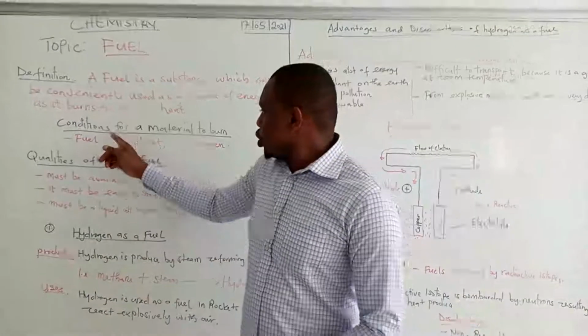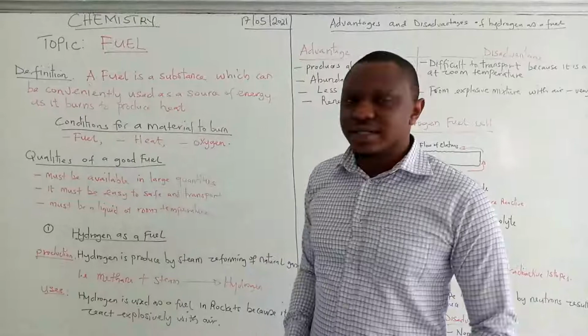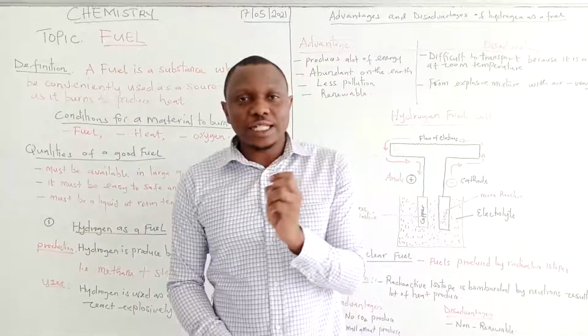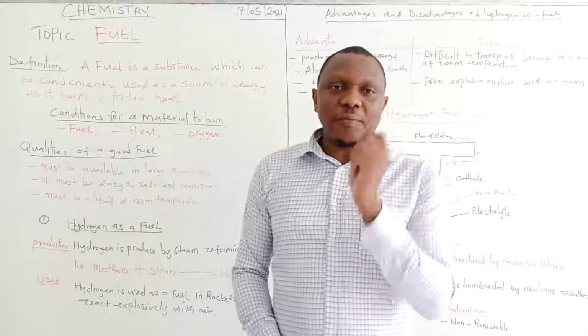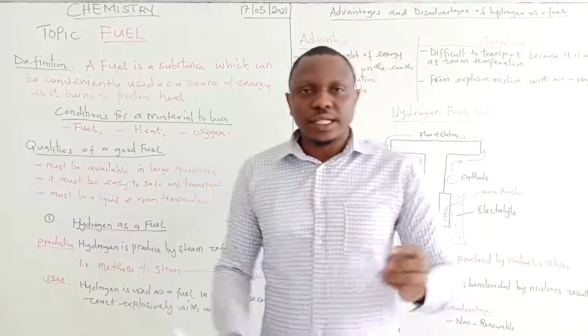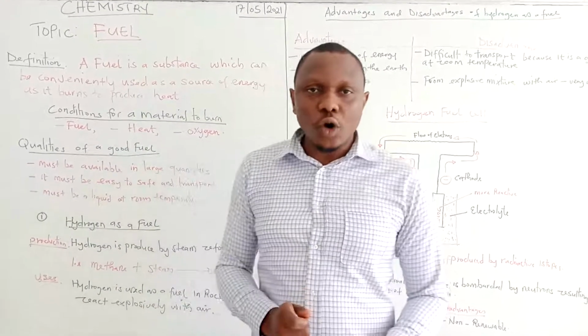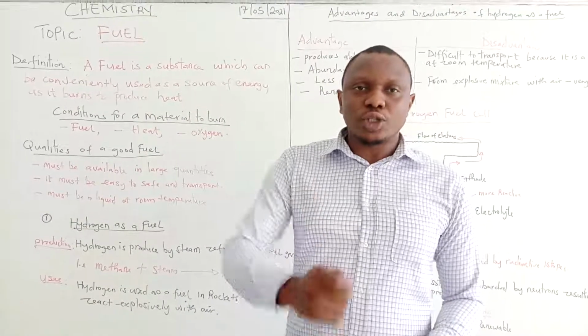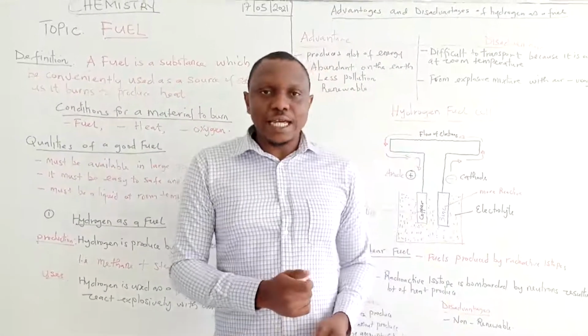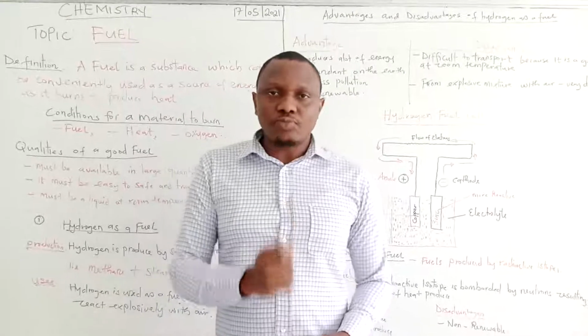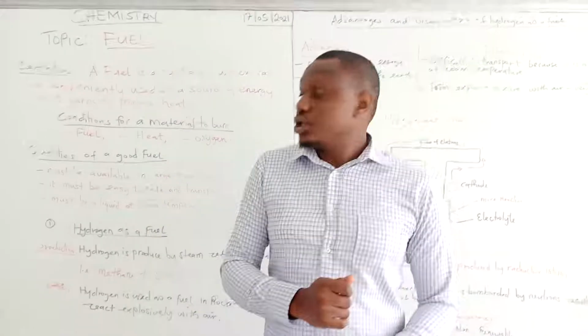Now, conditions for a material to burn. There are certain conditions that must be met for a material to burn. The first condition is that there must be a fuel. The second condition is that heat must be produced. And the third condition is that there must be oxygen supply.